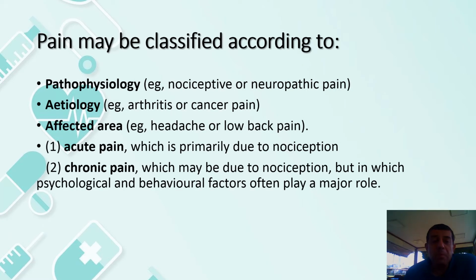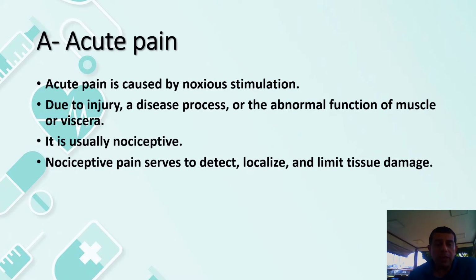Pain may be classified in many different ways. We can use the pathological causes of pain, the etiology of pain, or the affected area to classify pain, but the most important is that we classify pain as acute pain or chronic pain. What is acute pain?